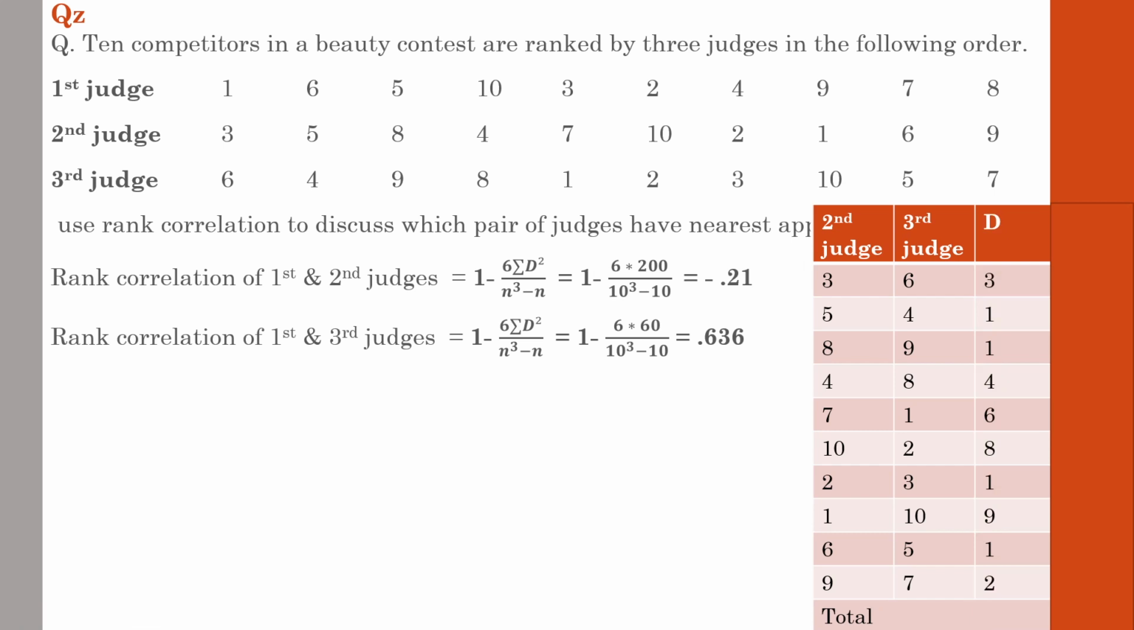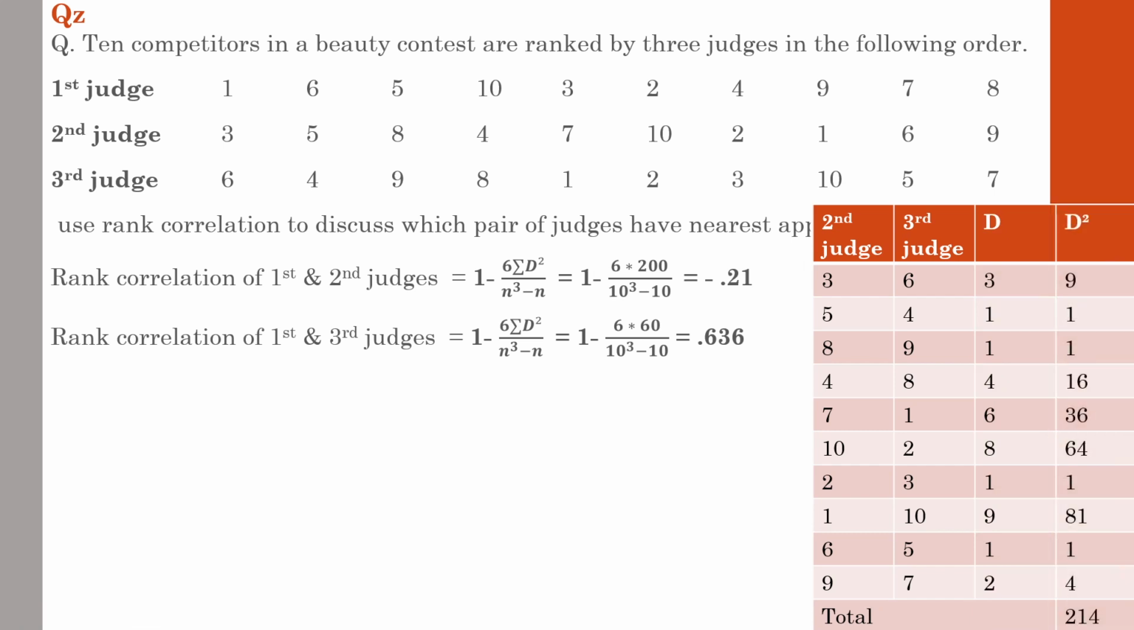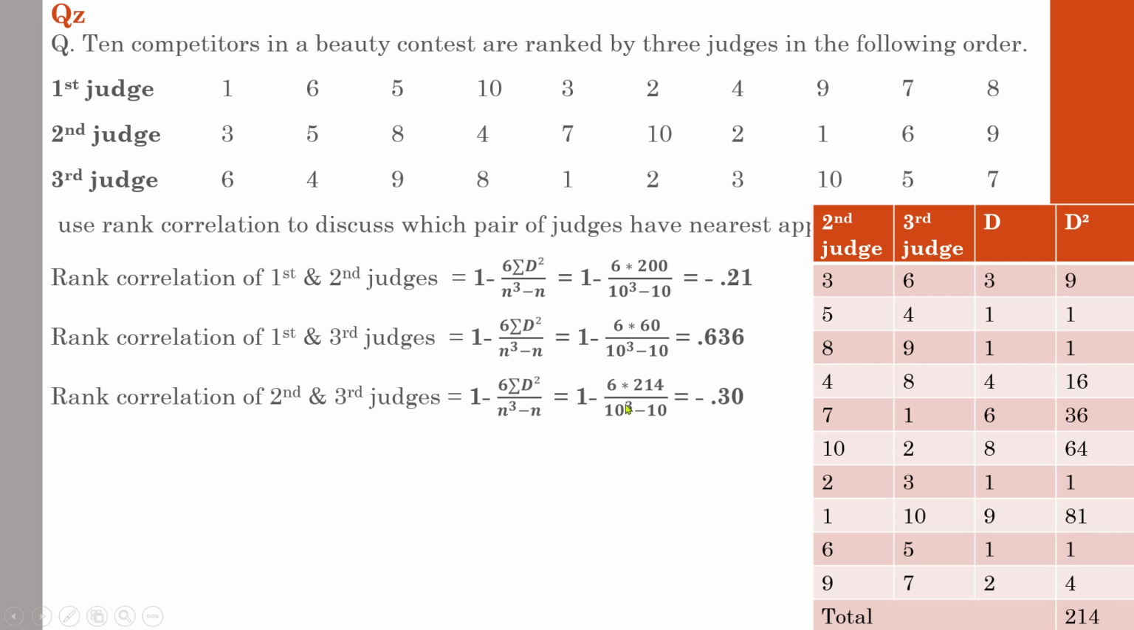D. I hope you understand how to find D. Once you found D, next you need to find D square. Take the total. Again substitute the same in the equation. You will get 1 minus 6 into total 214 divided by denominator same value, equal to minus 0.30. So we have computed the relationship between each of the judges.